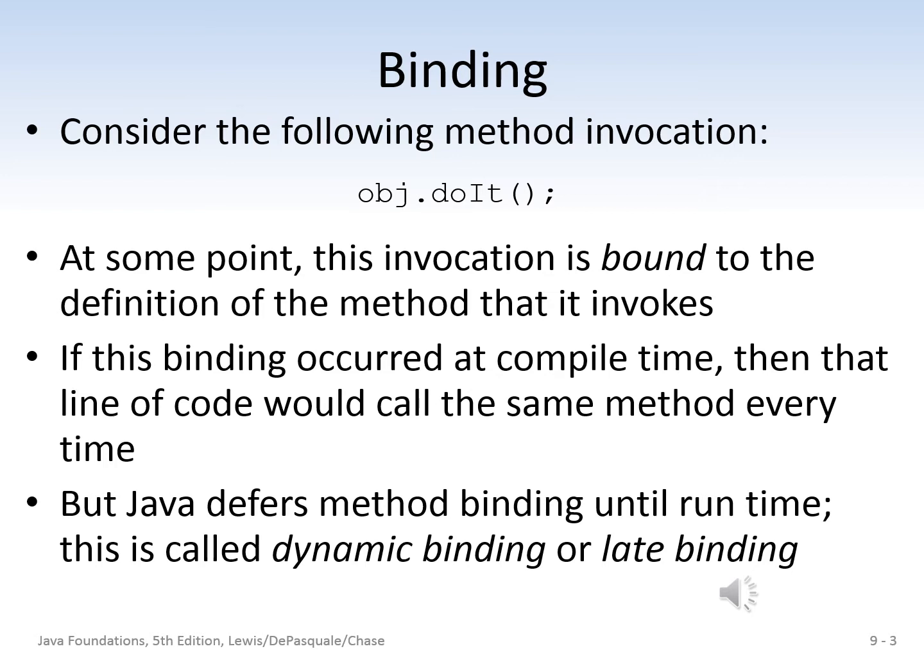So here we look at the method invocation on this slide, obj.doIt. At some point in time, this method invocation is bound to the definition of the method. If this binding occurs at compile time, then that line of code would call the same method every time. However, Java defers method binding until runtime, which is called dynamic binding or late binding.